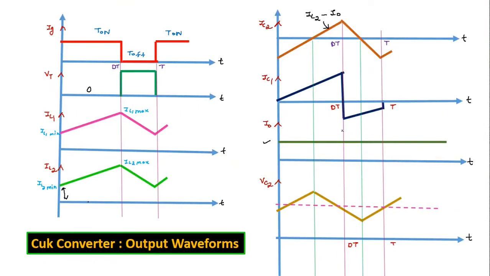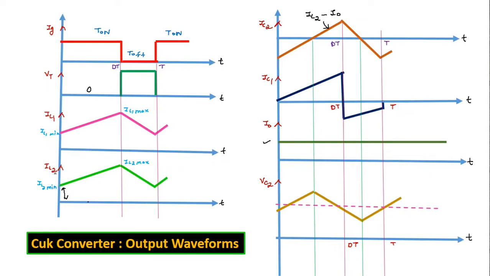Now we will see the output waveforms during the on period of the switch. During the on period, as the switch S goes into the on condition, ideally the voltage across the switch, Vt, will be equal to 0. In this on period, the inductor L1 starts storing the energy, so the current through the inductor L1 will increase from IL1 minimum to IL1 maximum during the on period of the switch. This inductor L2 is also storing the energy by taking the energy from the capacitor C1.